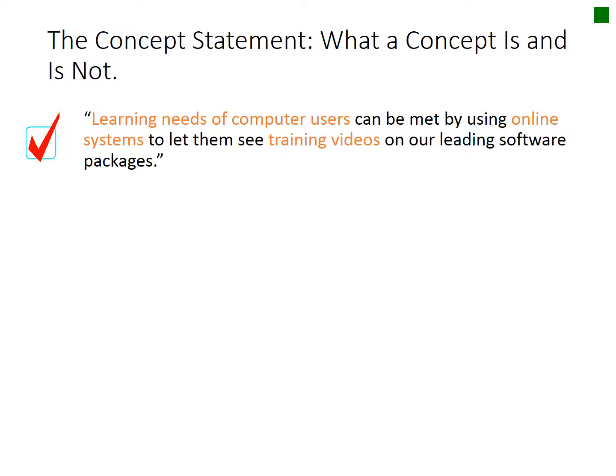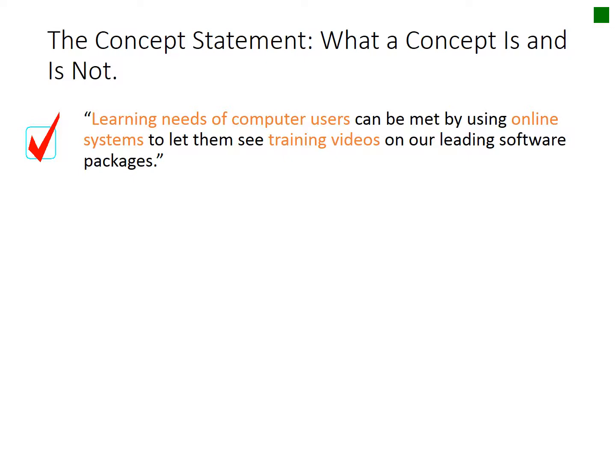For instance, in a university setting where we have learning going on, or maybe in a teaching model for a corporation, we can have a statement that says something like: learning needs of computer users. Okay, so that's the need that's being met, can be met by using online systems. Online systems is the technology that's being used to let them see training videos. Training videos is the form of the product that we have on our leading software packages.